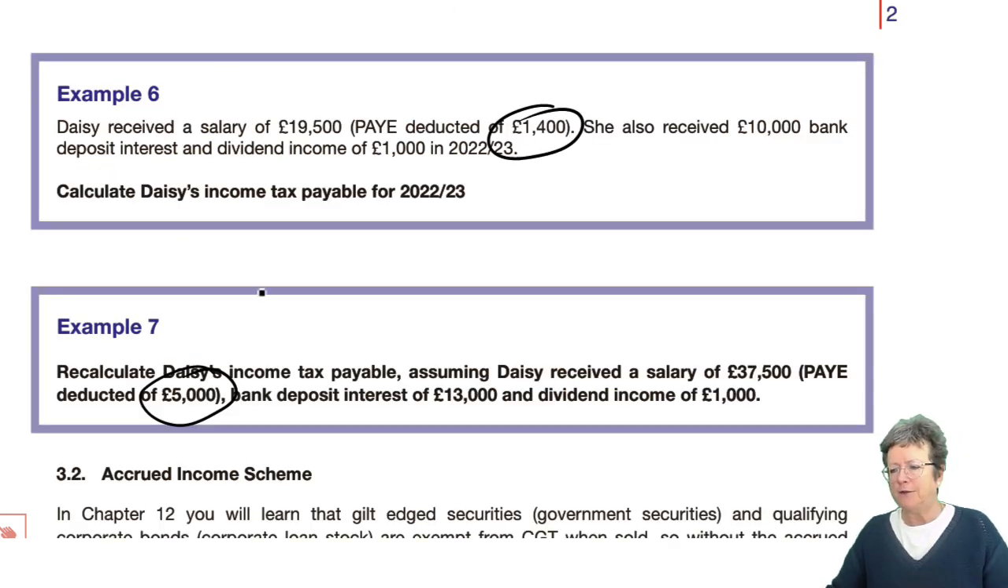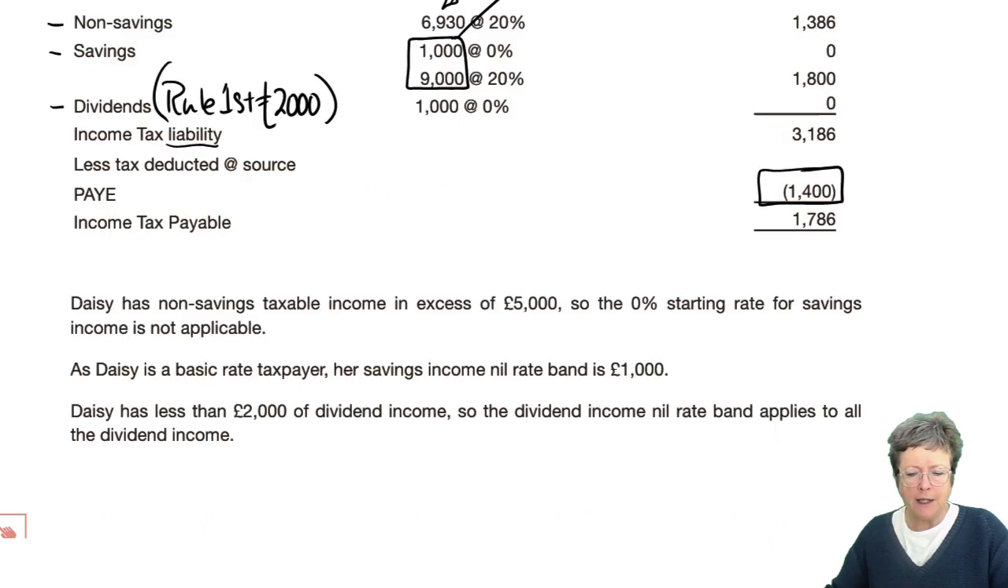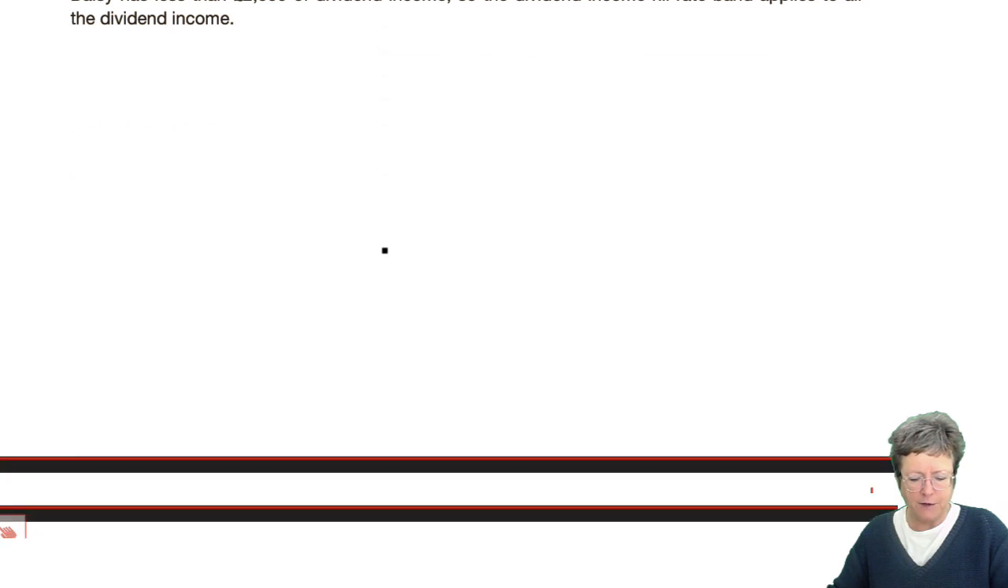Now we're going to do example number 7. So we're going to recalculate good old Daisy. Daisy's income: salary now shot up. She's obviously had a new job. 37,500 with pay as you earn of 5,000. Bank deposit interest is 13,000. Dividend income remains at £1,000. Okay, let's have a look at what the answer says for this.